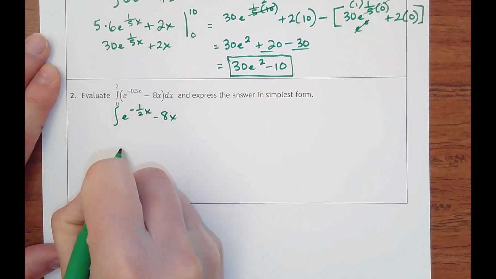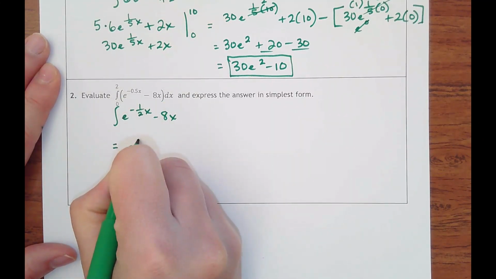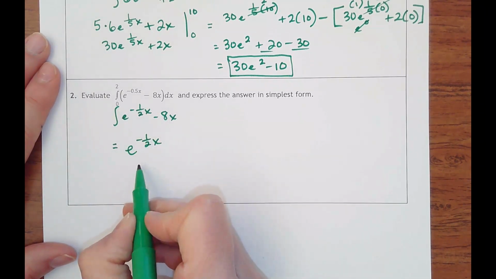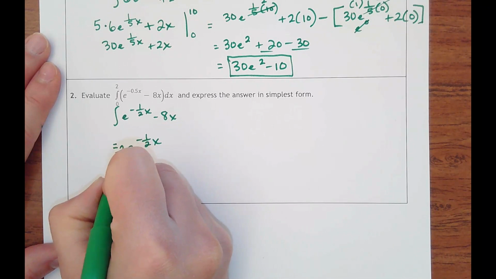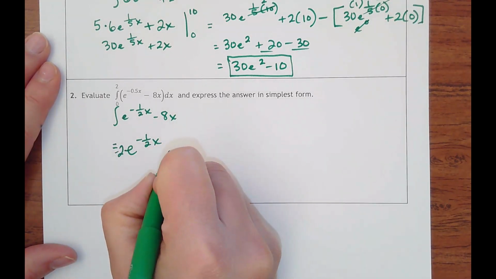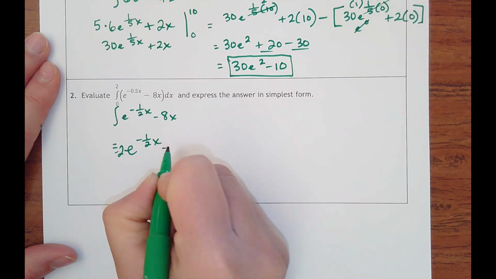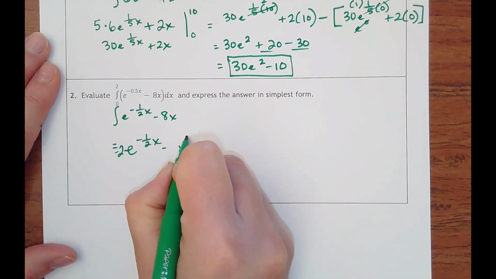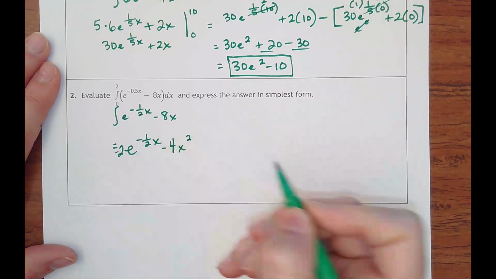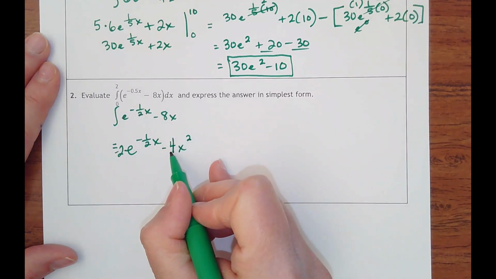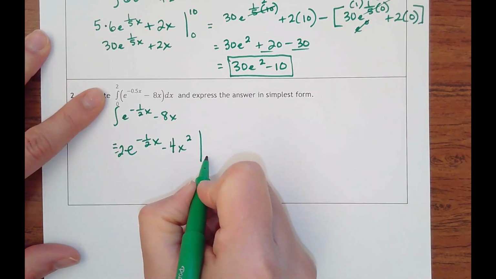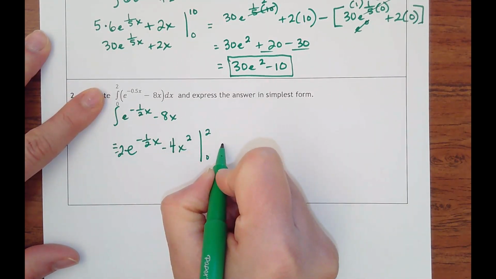So to integrate, we're going to have itself. But then I need to divide by negative 1/2, which is the same thing as multiplying by negative 2. And then I need to add 1 to the power. So that would be x squared, and then divide 8 by 2, which is 4. And you could always check with the power rule, that's 8x. I want that between 0 and 2.